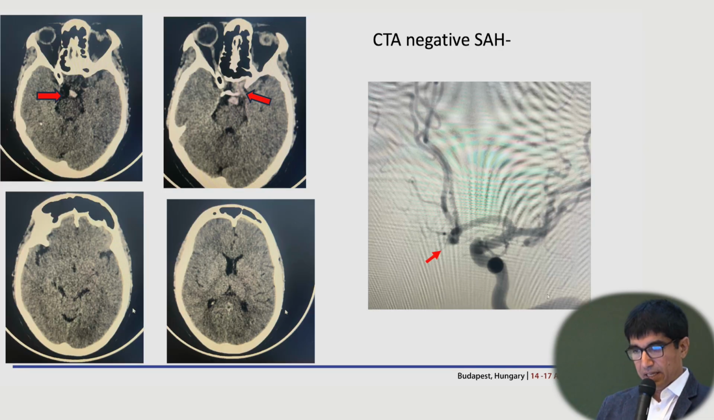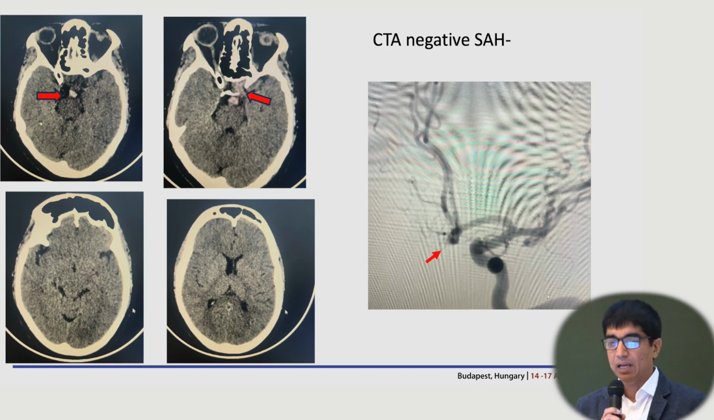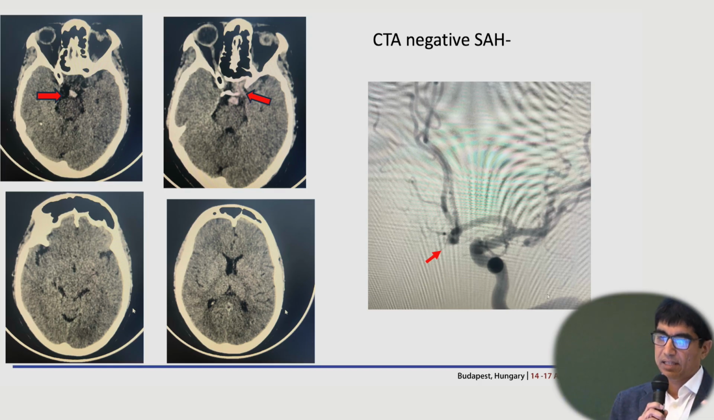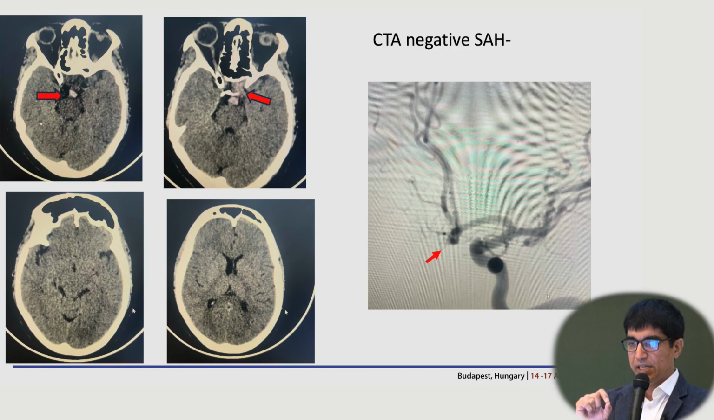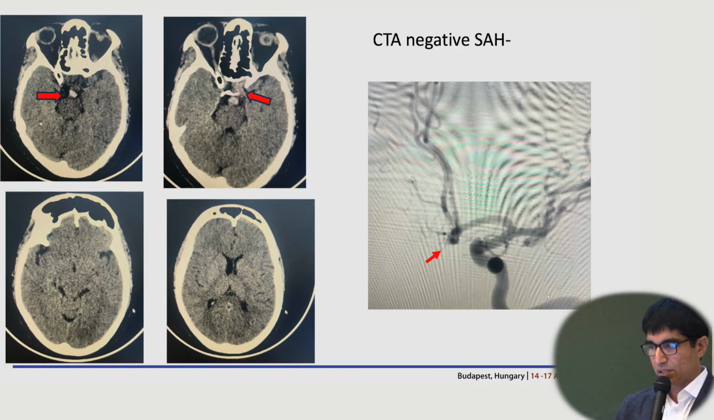So then comes a category which was not discussed by my previous speaker: CT angio negative SAH. This patient had a thunderclap headache. The only bleed was in the prepontine cistern as well as in the sella, but the supratentorial cuts were very normal. CT angio was negative. Again, here comes the importance of discussion. The attending radiologist reported it to be a normal CT angio. When we did the catheter angiography, there was an anterior communicating aneurysm which required clipping.